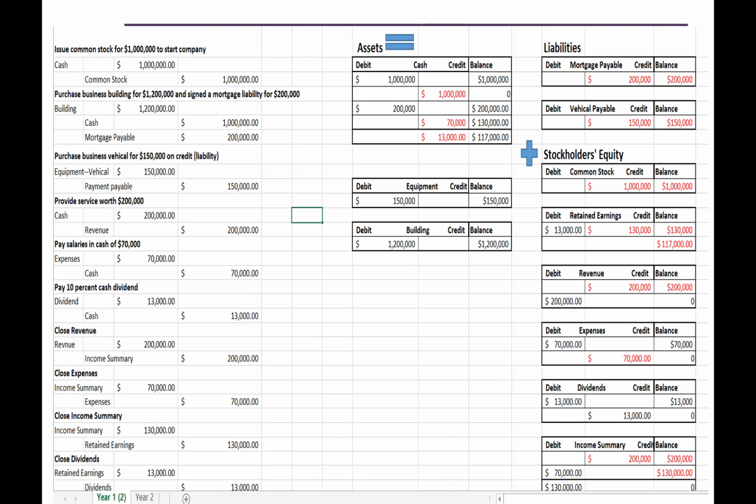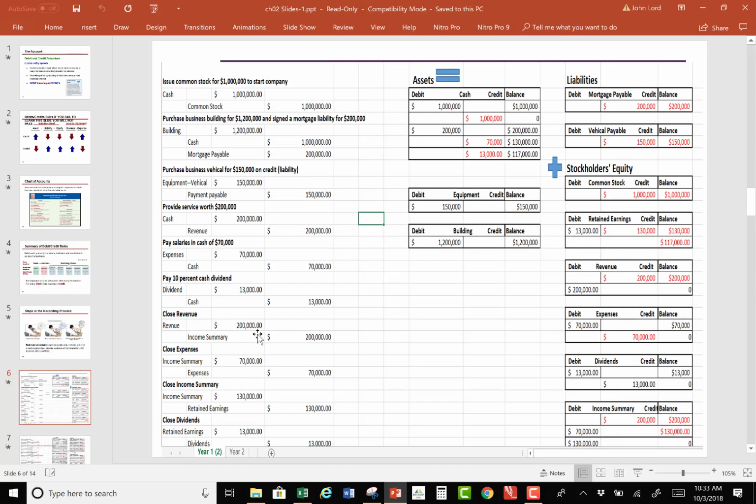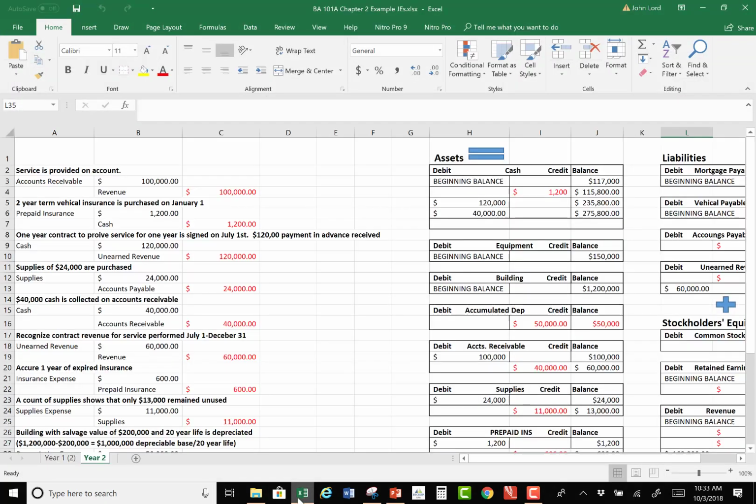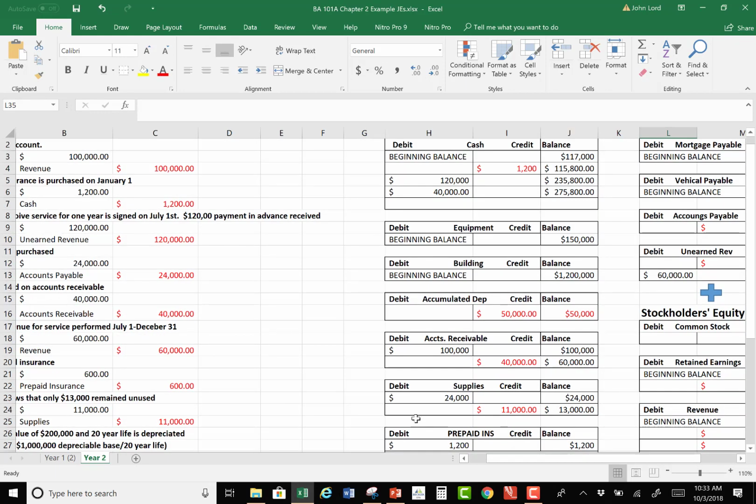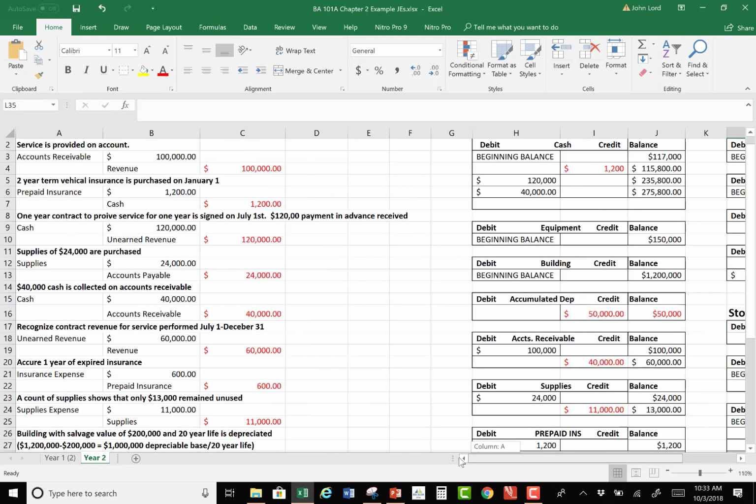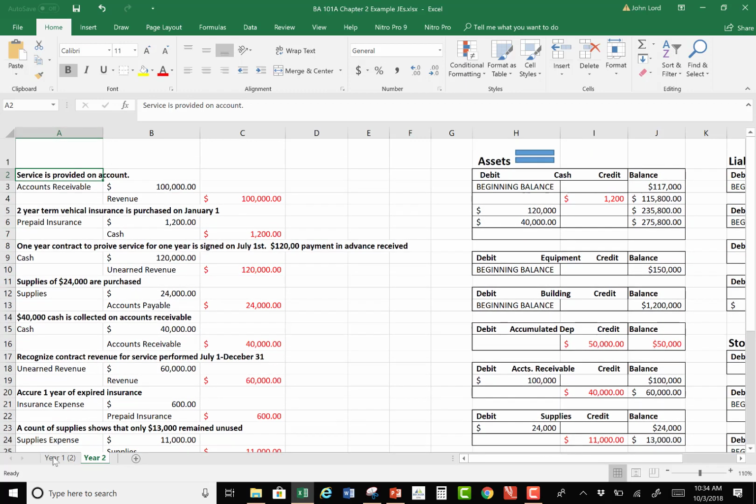Good. So what I'm going to do is come out of the slideshow mode because it's easier for me to show it to you on the actual Excel spreadsheet. You have the printout of this in front of you, and I'm just going to go into Excel to show you how this works. Now I go to year one.